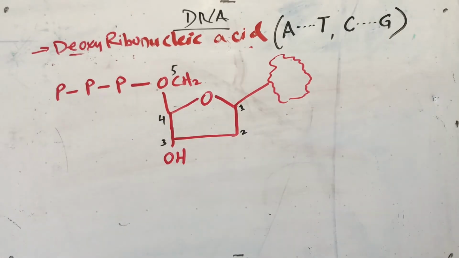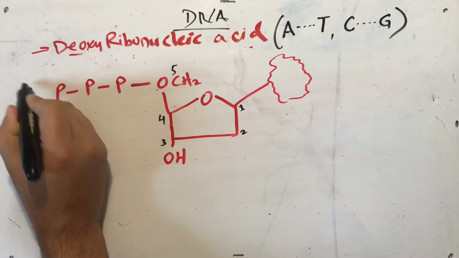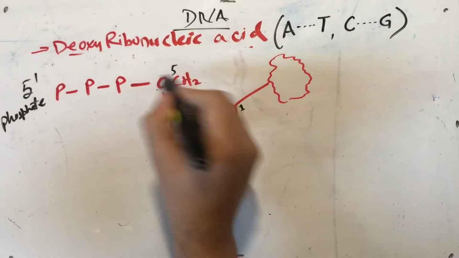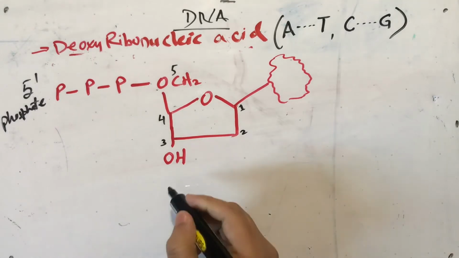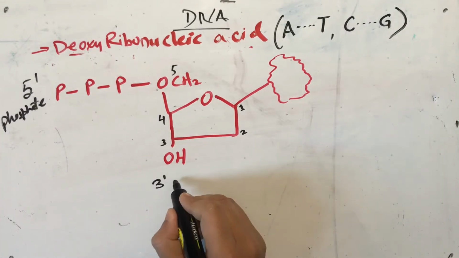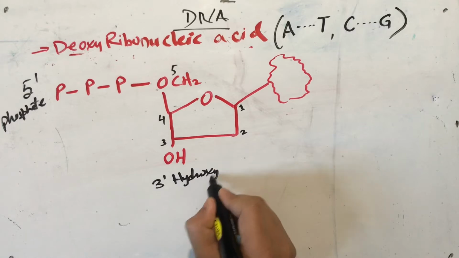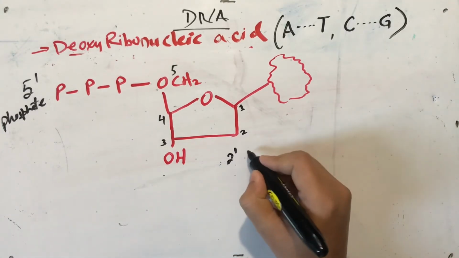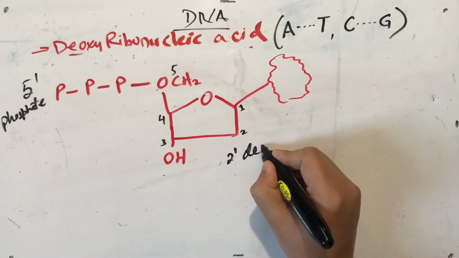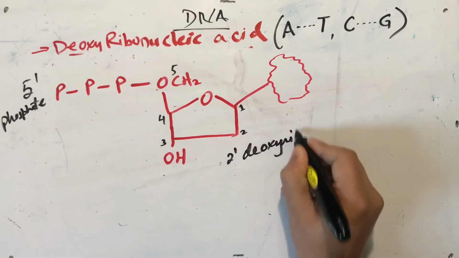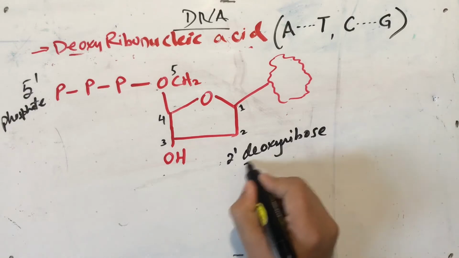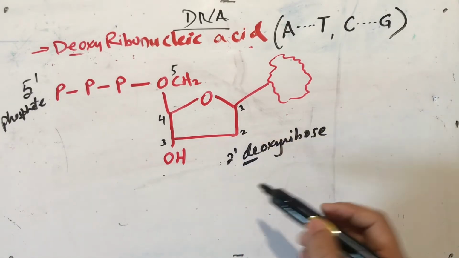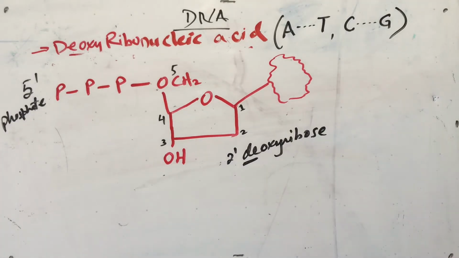So that's why we call it 5' phosphate, because it's attached to the 5th carbon. And then we call it the 3' hydroxyl group. We can say we have 2' deoxyribose. Now this D tells you this is missing one oxygen right here in the 2'. That's why it's called 2' deoxyribose.